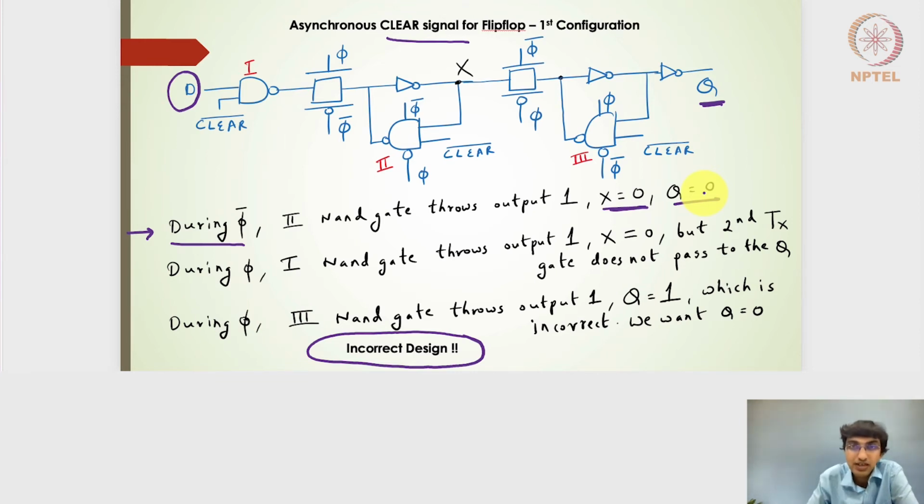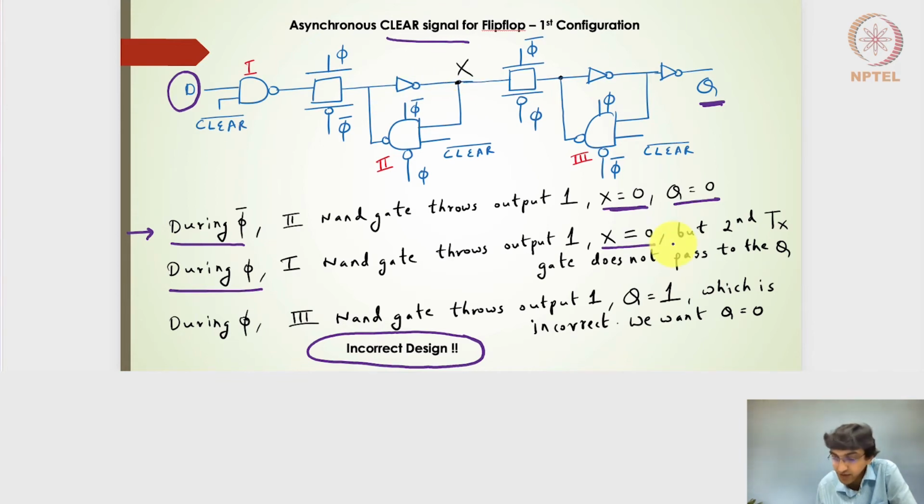When the clock is low, and if I press the clear signal, the Q output turns out to be 0, which is good. Let's say during the high level of the clock, the first NAND gate is going to pass, clear is pressed. So this will be 1 here, this will be 1 here, X will be 0 here, and X will be 0 here. But the phi bar, it's not going to pass, because the clock is high here.